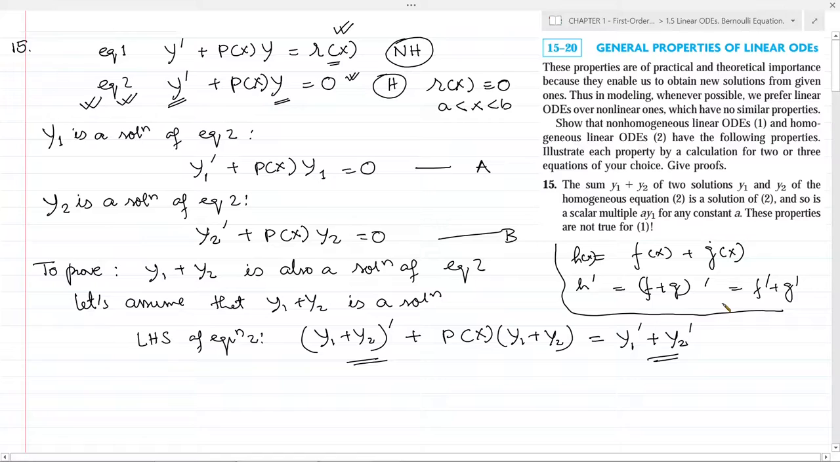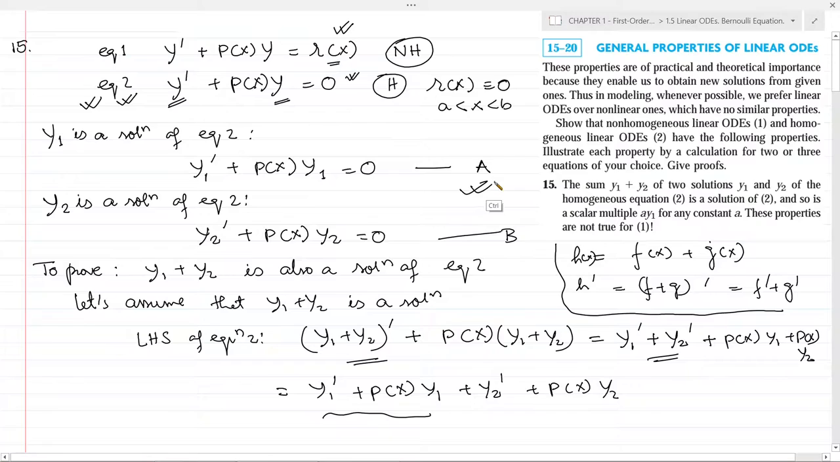So, this will be p of x y1 plus p of x y2. Now, we can rearrange this and write y1 dash plus p of x y1 plus y2 dash plus p of x y2. Now, from equation A, we see that the first term is equal to 0 and from B the second term is also 0. So, this is equal to 0, which is equal to the RHS of equation 2. So, we saw that if we assume y1 plus y2 is a solution, then equation 2 is satisfied.